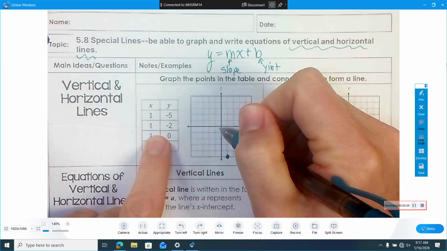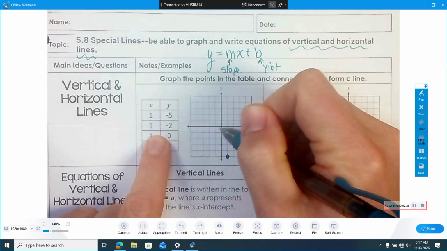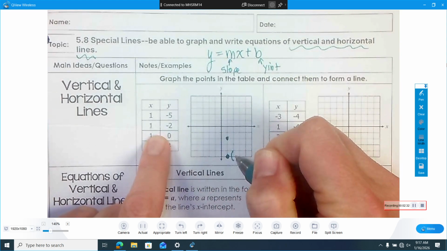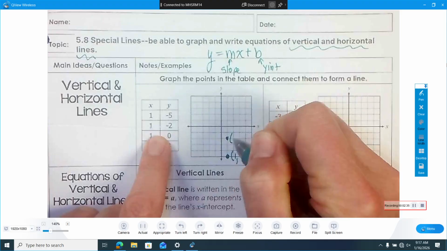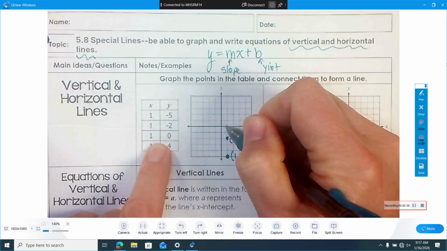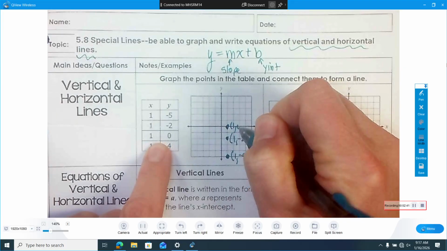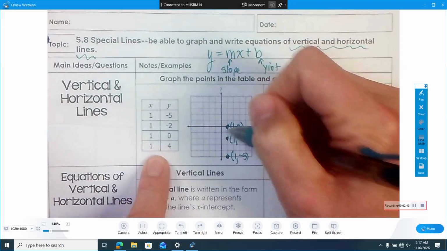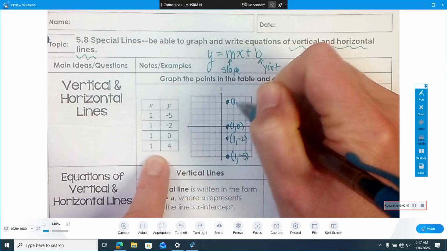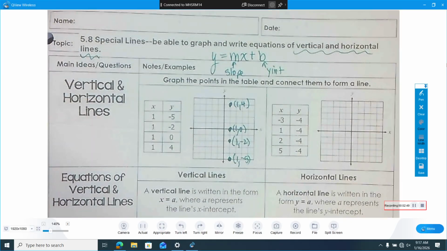All right, so (1, -2) means right 1, down 2. So I've got (1, -5), I've got (1, -2), (1, 0). That's right 1, don't move anymore. And I've got the point (1, 4), up 4. So there's our ordered pairs, ladies and gentlemen.